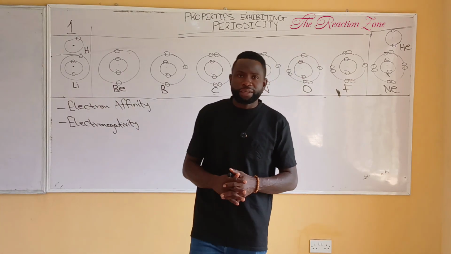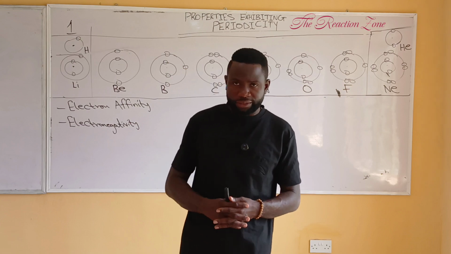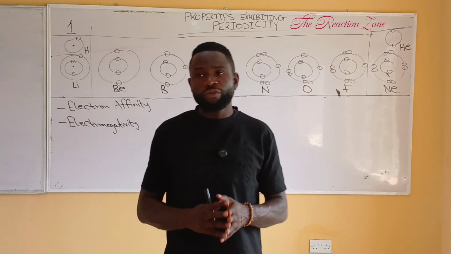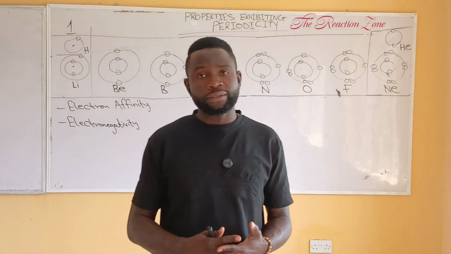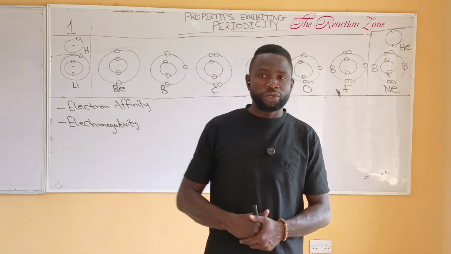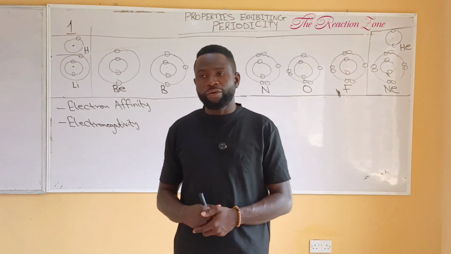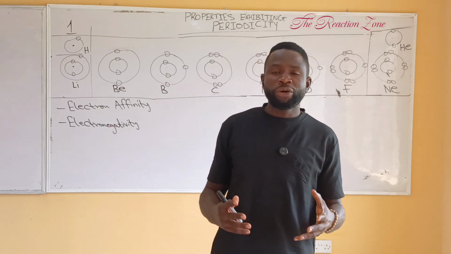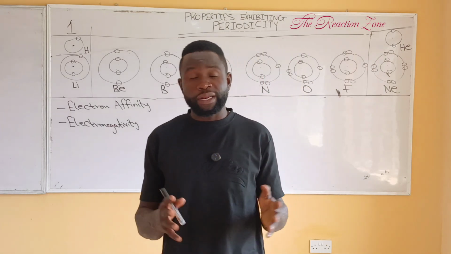Electron affinity is the energy that is absorbed or released when an electron is added to one mole of an atom in the gaseous state. Electron affinity tells us how much an atom wants an electron. In other words, it is the measure of the tendency of an atom to form a negative ion.